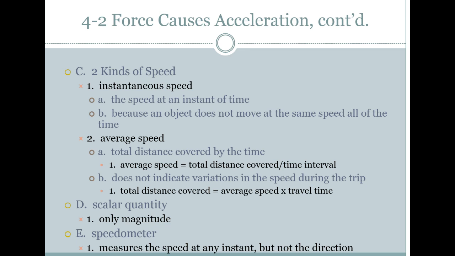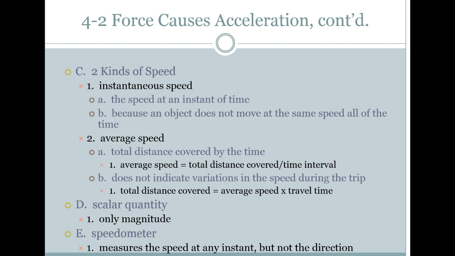Since the average speed is the distance covered divided by the time of travel, it does not indicate variations in speed that may take place during the trip. So in practice, we experience a variety of speeds on most trips, so the average speed is often quite different from the instantaneous speed. Whether we talk about average speed or instantaneous speed, we are talking about the rates at which distance is traveled.